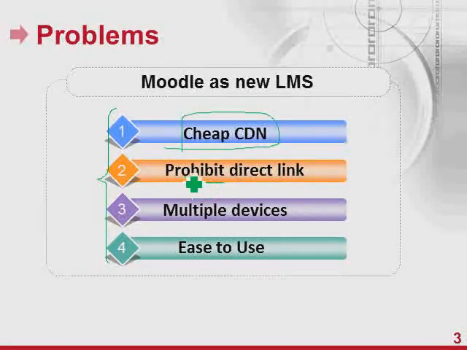Number 2. We have to prohibit direct links. A direct link means a direct URL for videos. Our customers sell their contents, so anyone without a purchase must never get the video. We have to prohibit unknown users from accessing the videos directly through the URL.